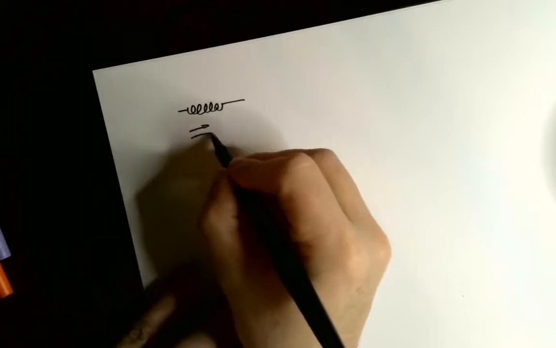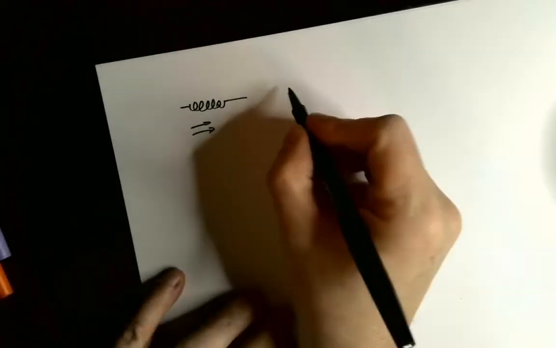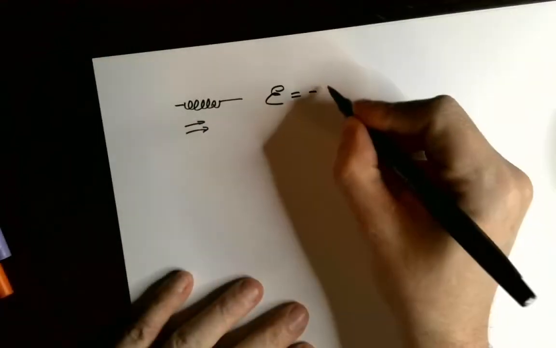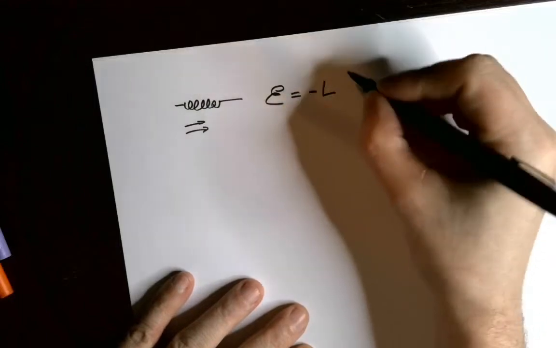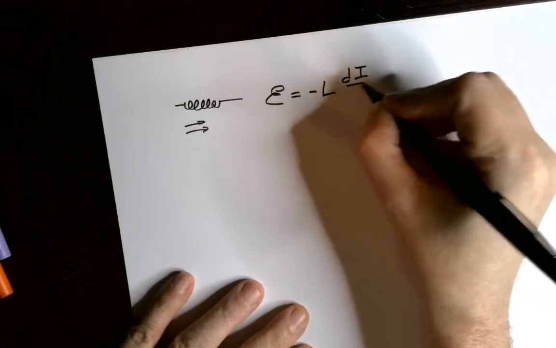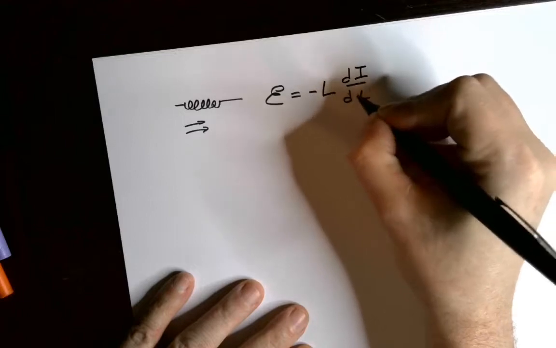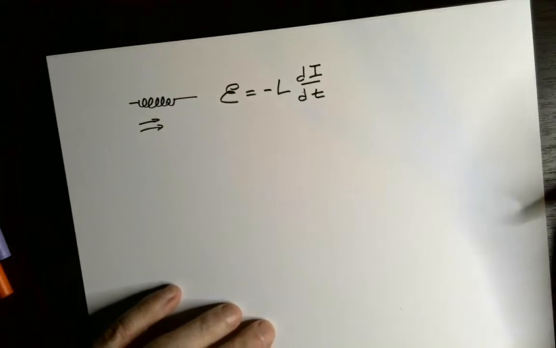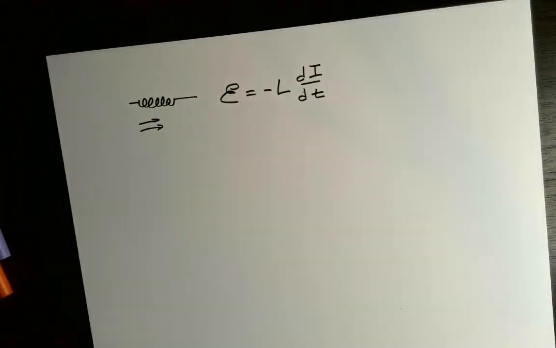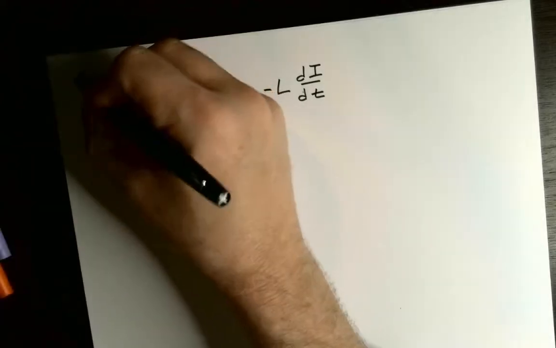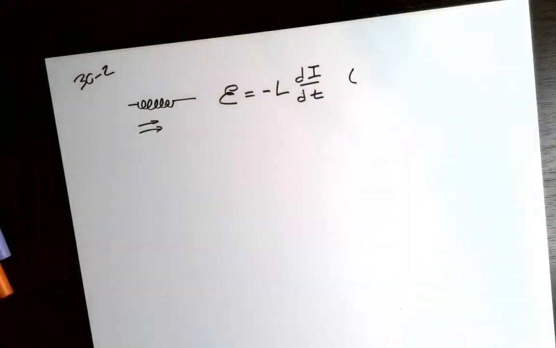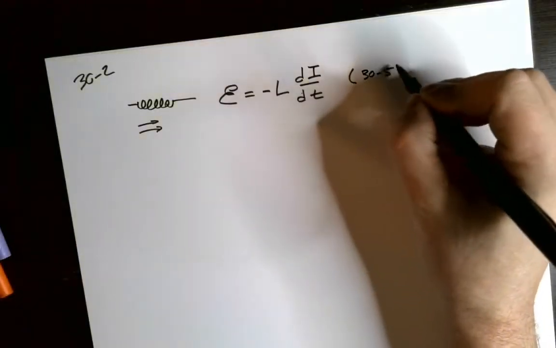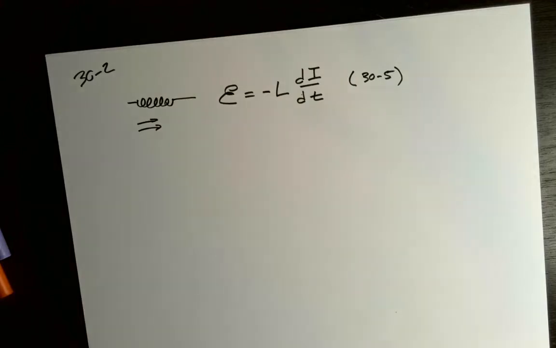As you change the current through an inductor, the inductor creates an EMF in the opposite direction, proportional to the rate of change of the current. And we call that constant of proportionality the inductance. So the EMF is equal to minus L times di dt. If you want to know where we are in the book, we're in section 30-2. And that is a definition, which you will find in equation 30-5.